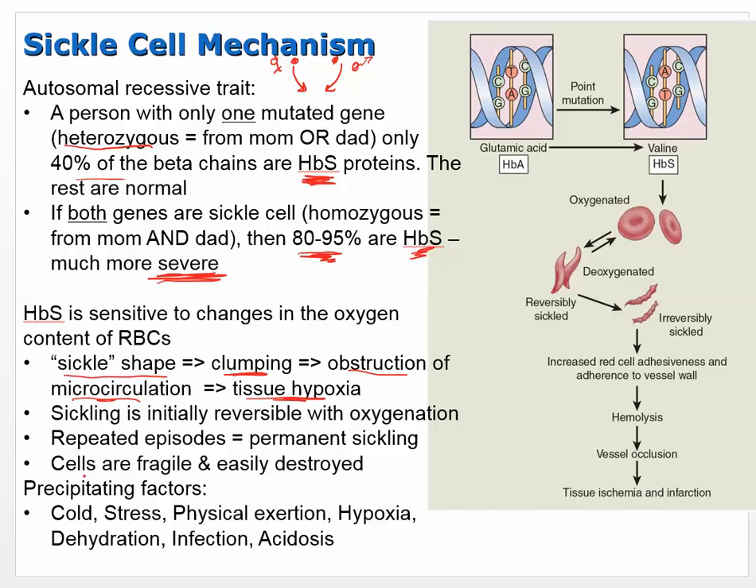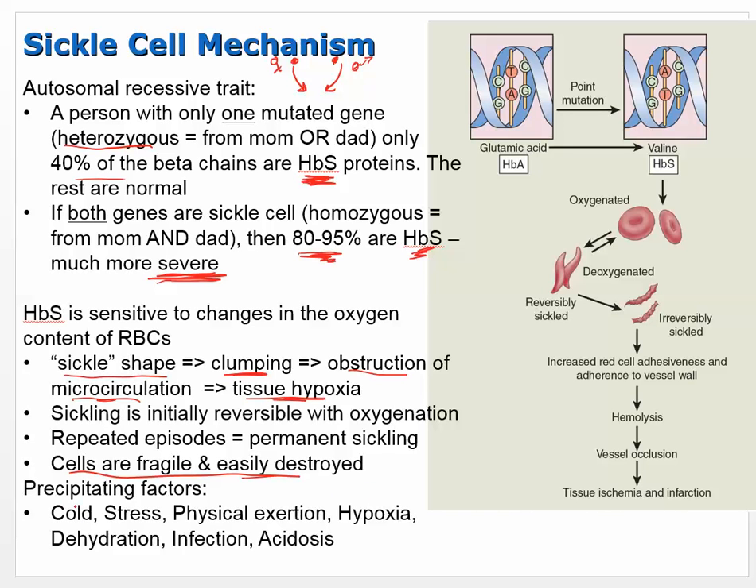The sickled cell is fragile. It's easily destroyed. Okay, that's a problem. And that's why it's categorized with hemolysis, where the red blood cells simply won't last as long. So not only are they the wrong shape and causing some obstruction, but they're also fragile and easily dissolved.